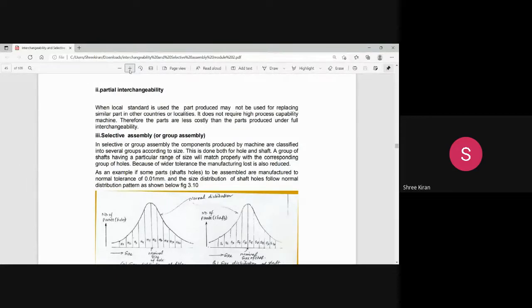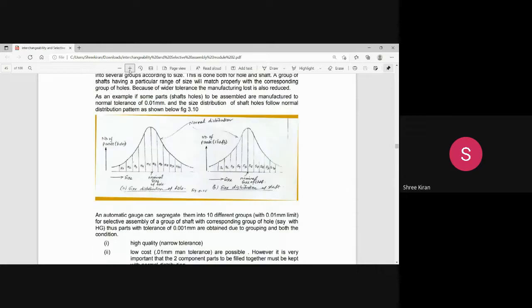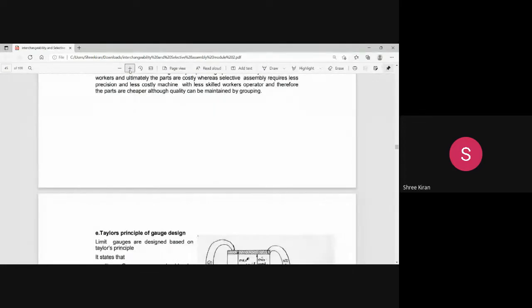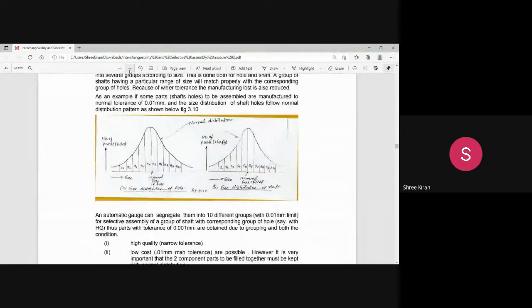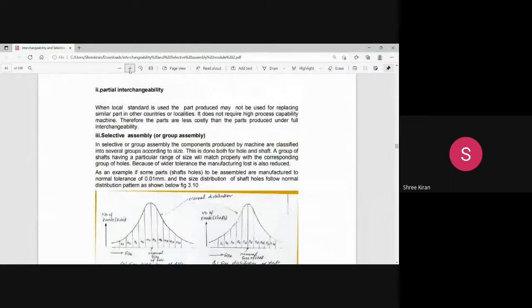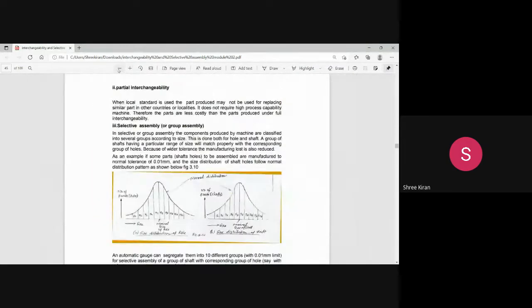Then now comes the types of interchangeability. Now comes selective assembly. Selective assembly has various factors. This is selective assembly, or group assembly. It's a combination of interchangeable and selective assembly.